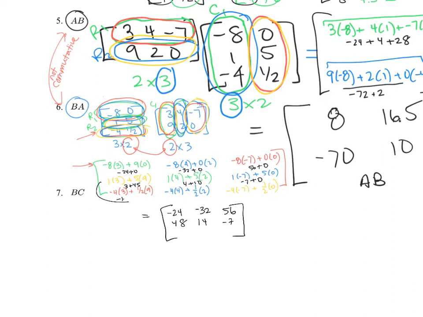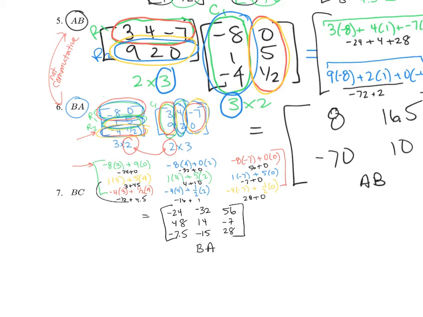For the bottom, we have negative 12 plus 9/2 is 4.5. So that's going to be negative 7.5 here. Negative 16 plus half of 2 is 1, so we'll get a negative 15 there. 28 plus 0, we get 28. So this is my BA matrix.